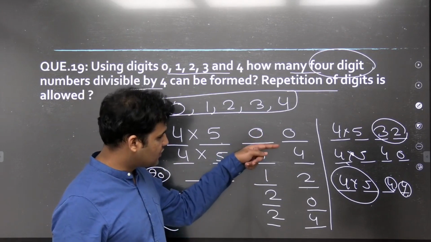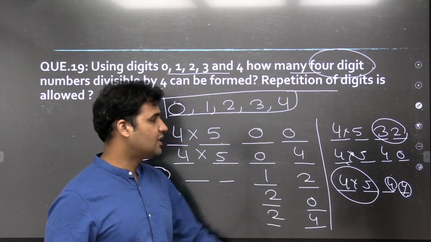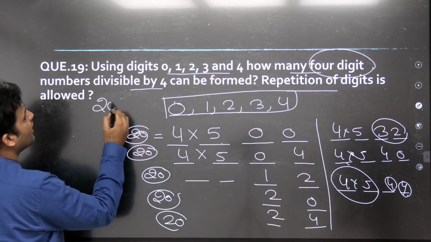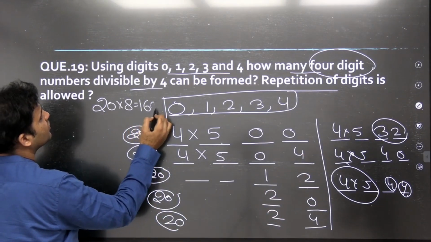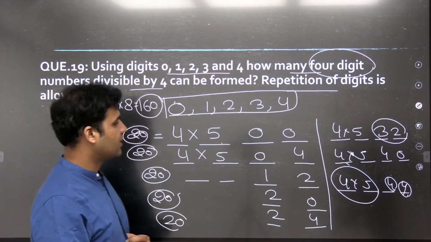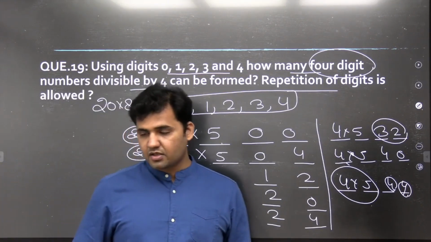And there are such how many cases? 1, 2, 3, 4, 5, 6, 7, 8. So there are 8 cases. 20 into 8, that is 160 will be the answer of the question. Is it clear? Repetition of digits. 160 is the answer of this question.